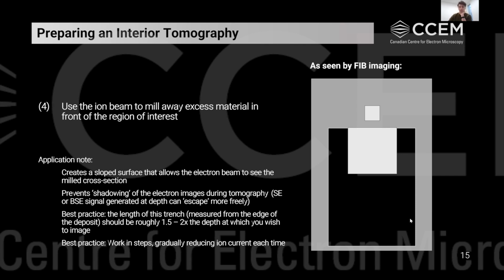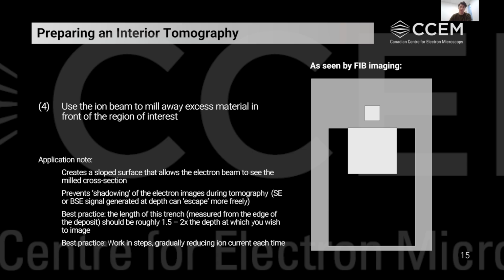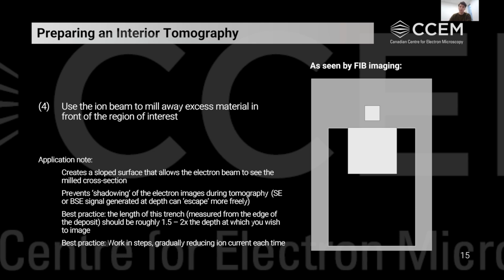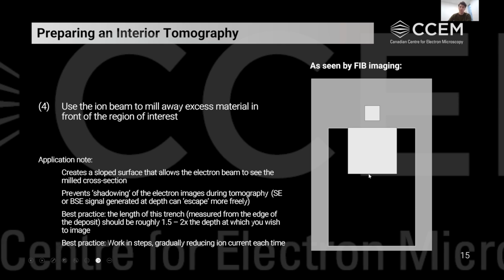In general, the length of this trench, the Y direction in this case, should be about 2 times the depth of one of your slices. And in practice, it's often best to work using a graded series of currents. So you want your first iteration of this to be at high current, and as you get closer and closer to the actual volume of interest, you want to reduce your ion current step by step to get a nicer cross section.